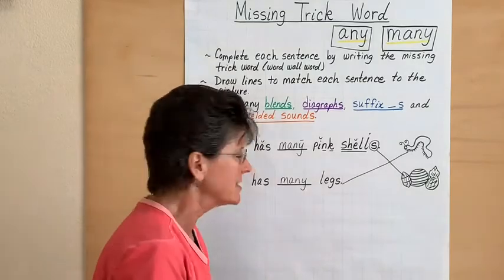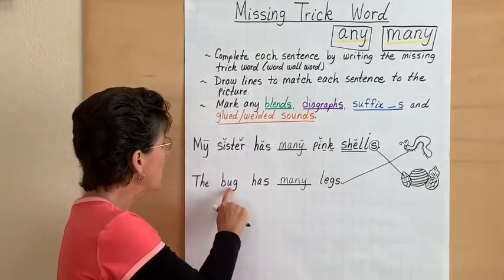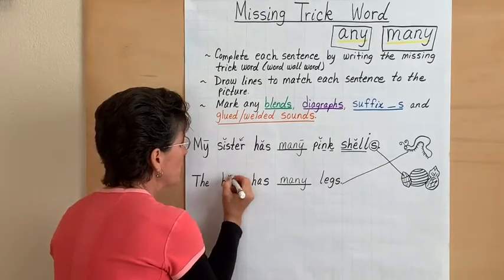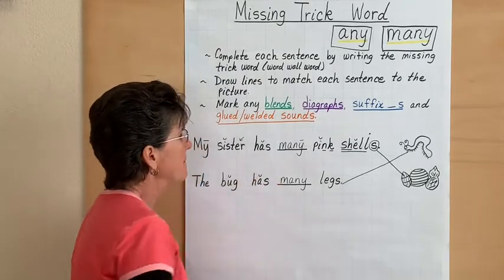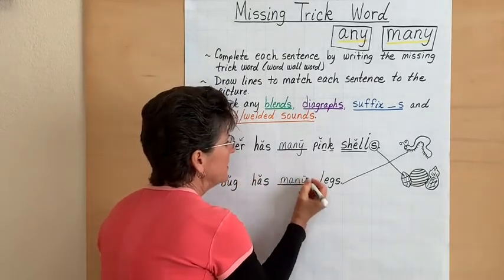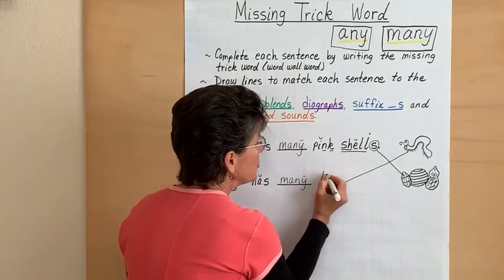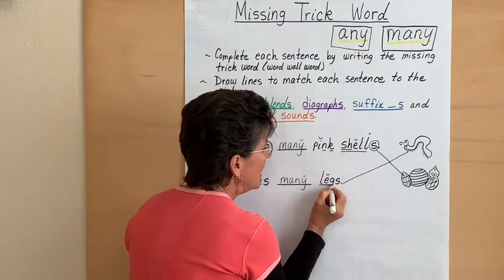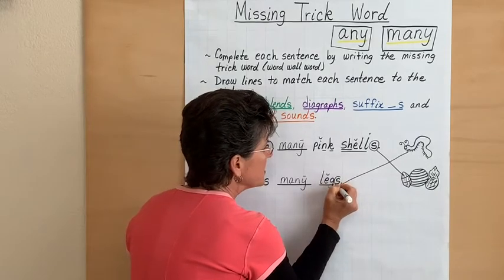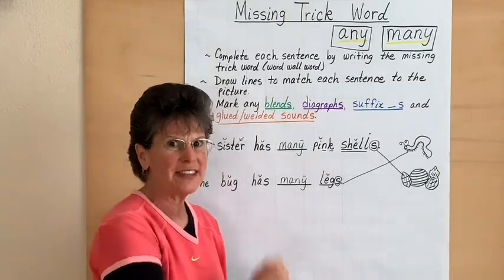Let's see what our next sentence has. The, nothing there. Bug, ooh, short U we can mark. Has, well, I know it has that short A. Many, we know it has that E. And then legs, yep, I hear that short E. I see my root main word is leg, and you're right, there is a suffix S. So be real good word detectors on this page.